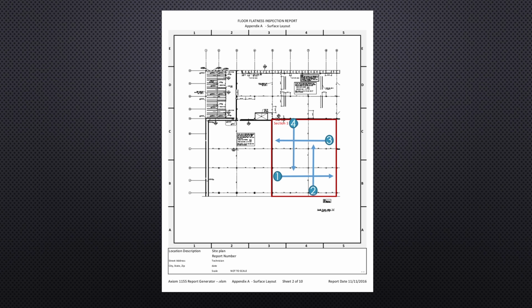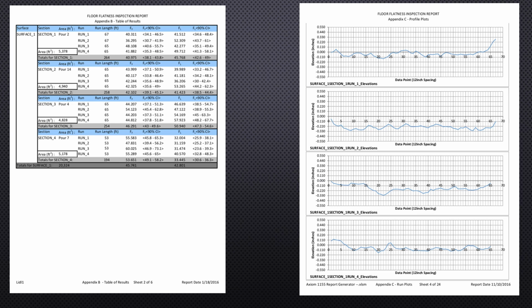Perhaps there was an issue during the placement, and there was a cold joint along that run. Or there were reflection issues with the laser controlling the screed in that location. The list goes on. But in summary, a sheet that shows you where all your runs are and the direction you took them in is very helpful.